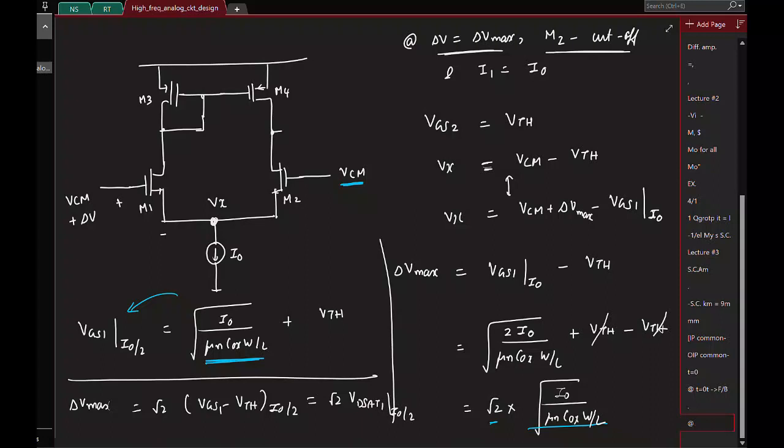So the voltage is not I naught by Gm, because there you have assumed complete linear operation. The actual expression is this: root 2 times the VGS minus VTH at a current of I naught by 2. If you apply that much of a step, then this complete current steering happens. So one last point.